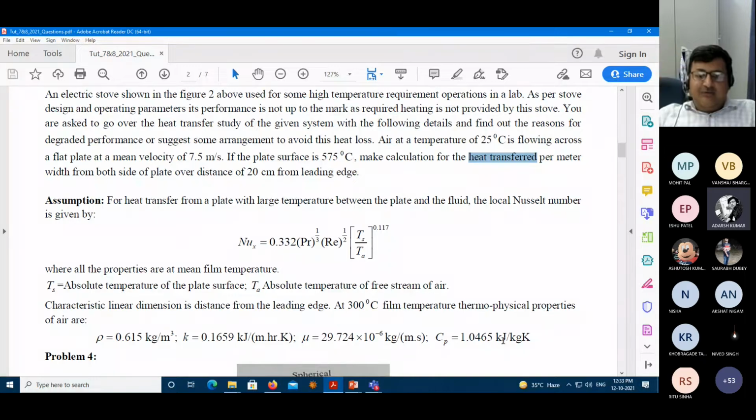You have the Prandtl number. Now in this equation, what will be your Ts and Ta? Can anybody tell me what is Ts and Ta? Ts is the surface temperature and Ta is the air temperature, right? Sir, Ta is 25 degrees centigrade and Ts is 575. And you have made the mistake, because these are all in Kelvin. So be very careful. That's the reason why the problem is given to you. When you take the difference, it doesn't matter whether you're using centigrade or Kelvin. But when you take the ratio, it is very, very important that you convert it to Kelvin, correct?